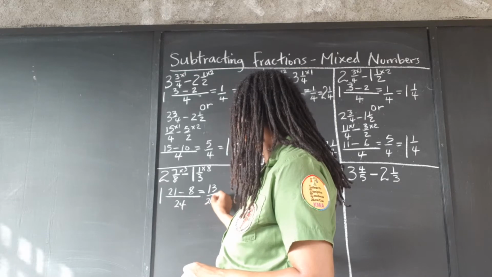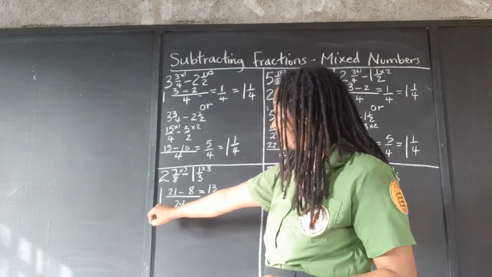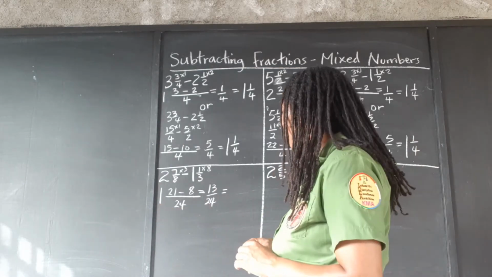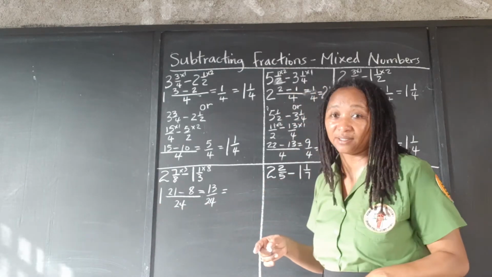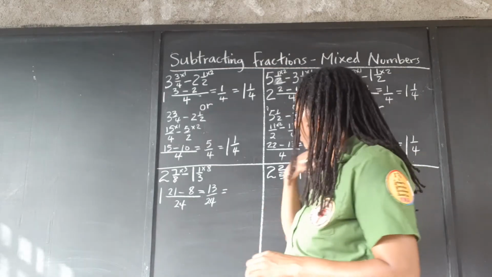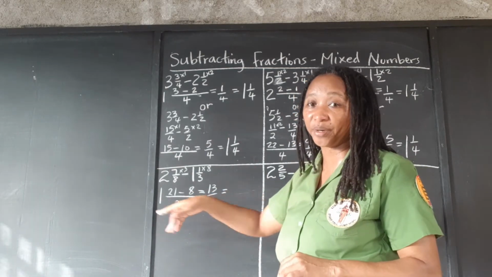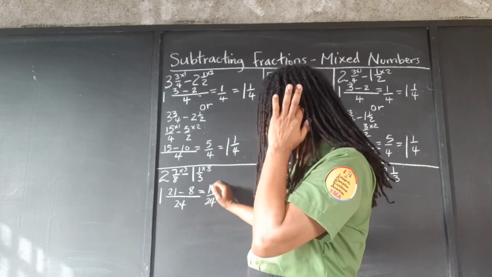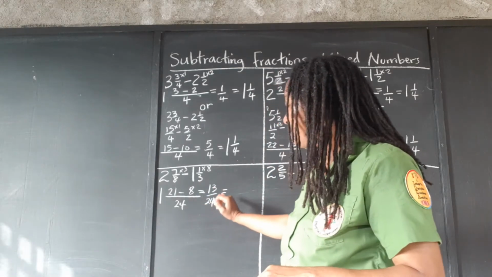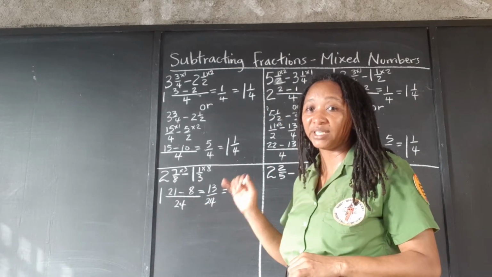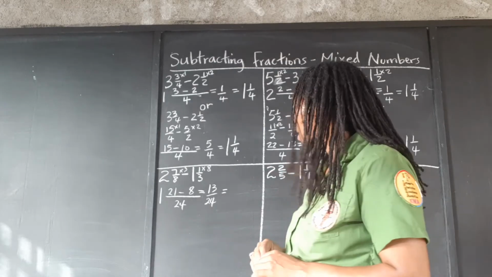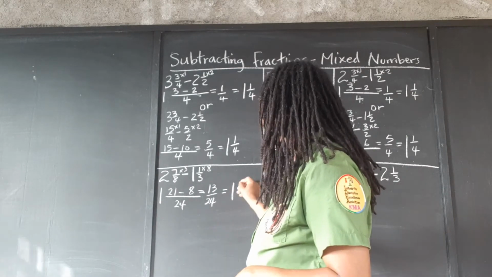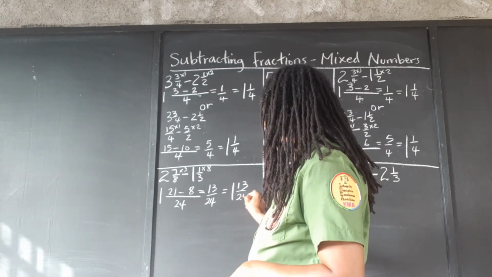Over 24. And we need to put the 1 in front. Remember this whole number that we put to the side. A lot of students forget to go back for the whole number, and so they write this as the final answer, which it is not. Okay? Alright. So it's 1 13 over 24.